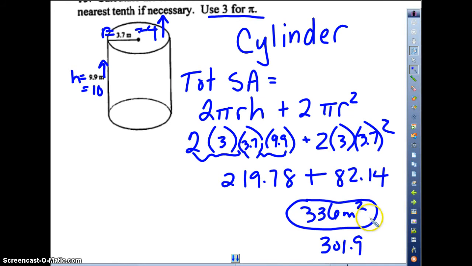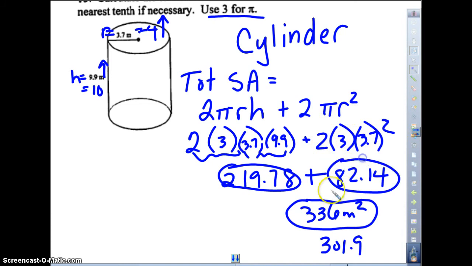Okay, so y'all know by hand, I actually did calculate this number right here, the 219.78 for my lateral surface area. And then for my two bases, I got 82.14. And when you add those together, guess what you get? Hey, how'd you like my little method of estimating there? Got us kind of close, didn't it?